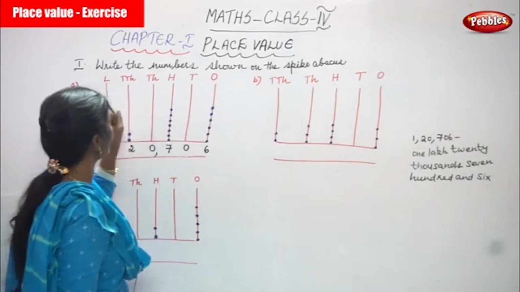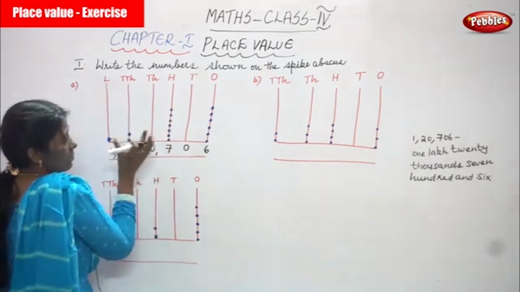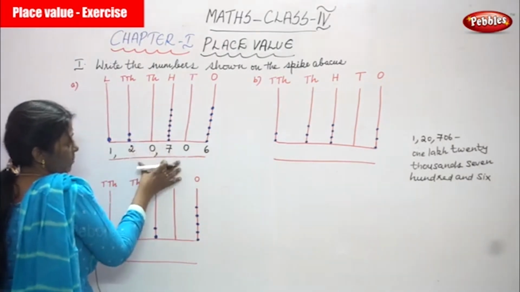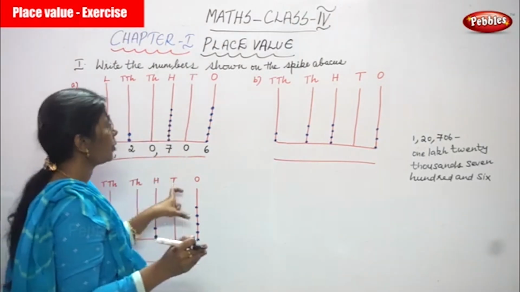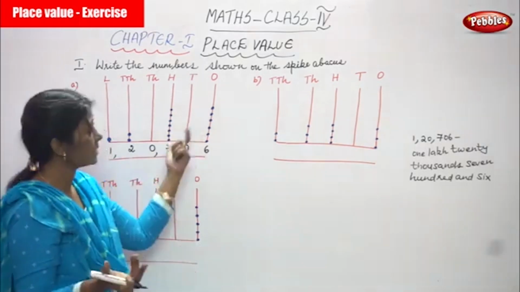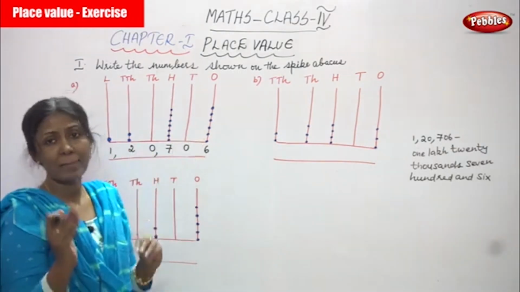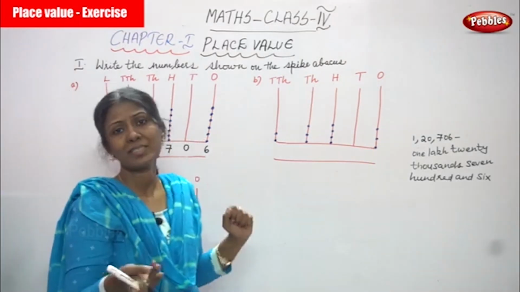So don't forget, this is the place value chart. This is the abacus, the spike abacus method. The picture is given in the book itself. You have to consider these dots. Actually, if you have an abacus kit, we will consider only the balls, but this is a diagram, so you have to consider them as dots.